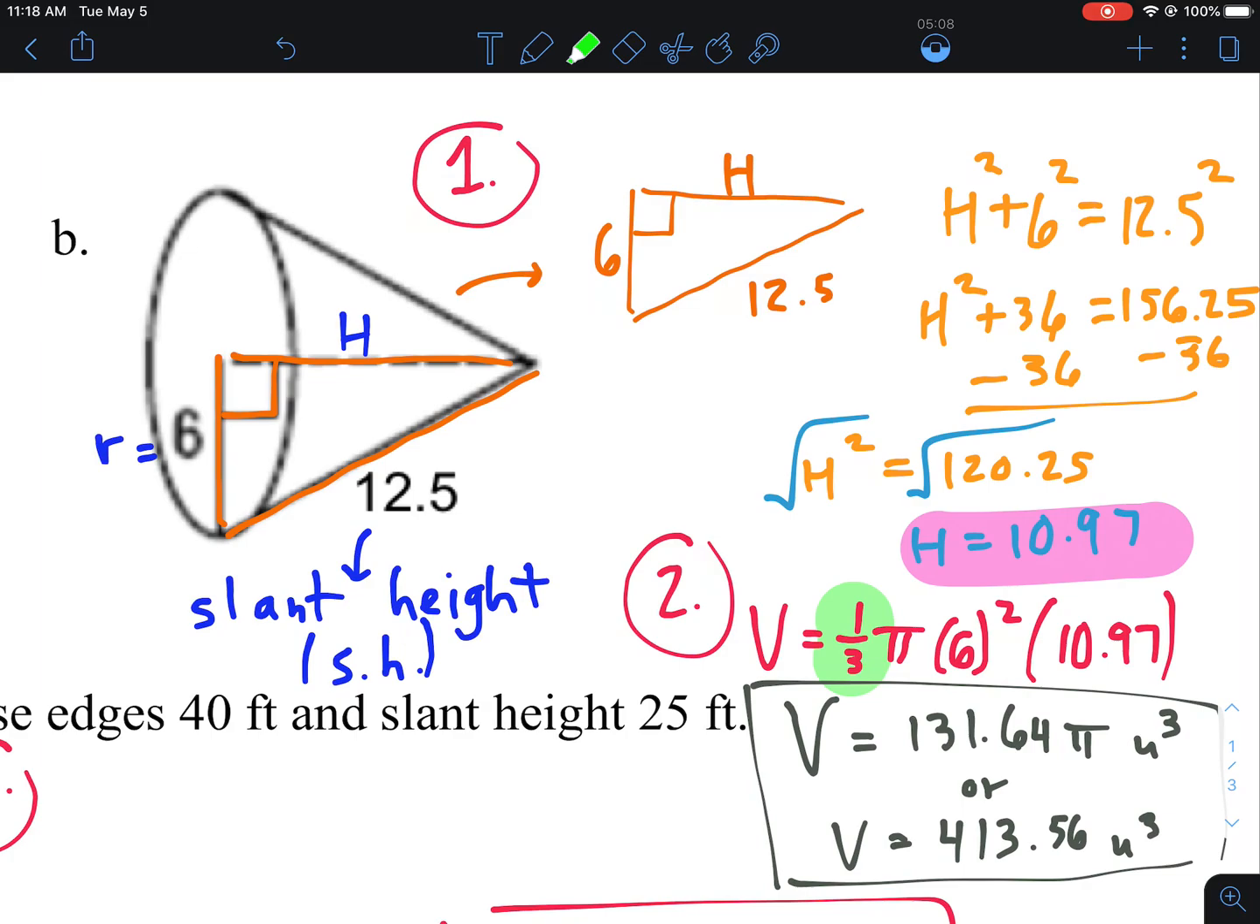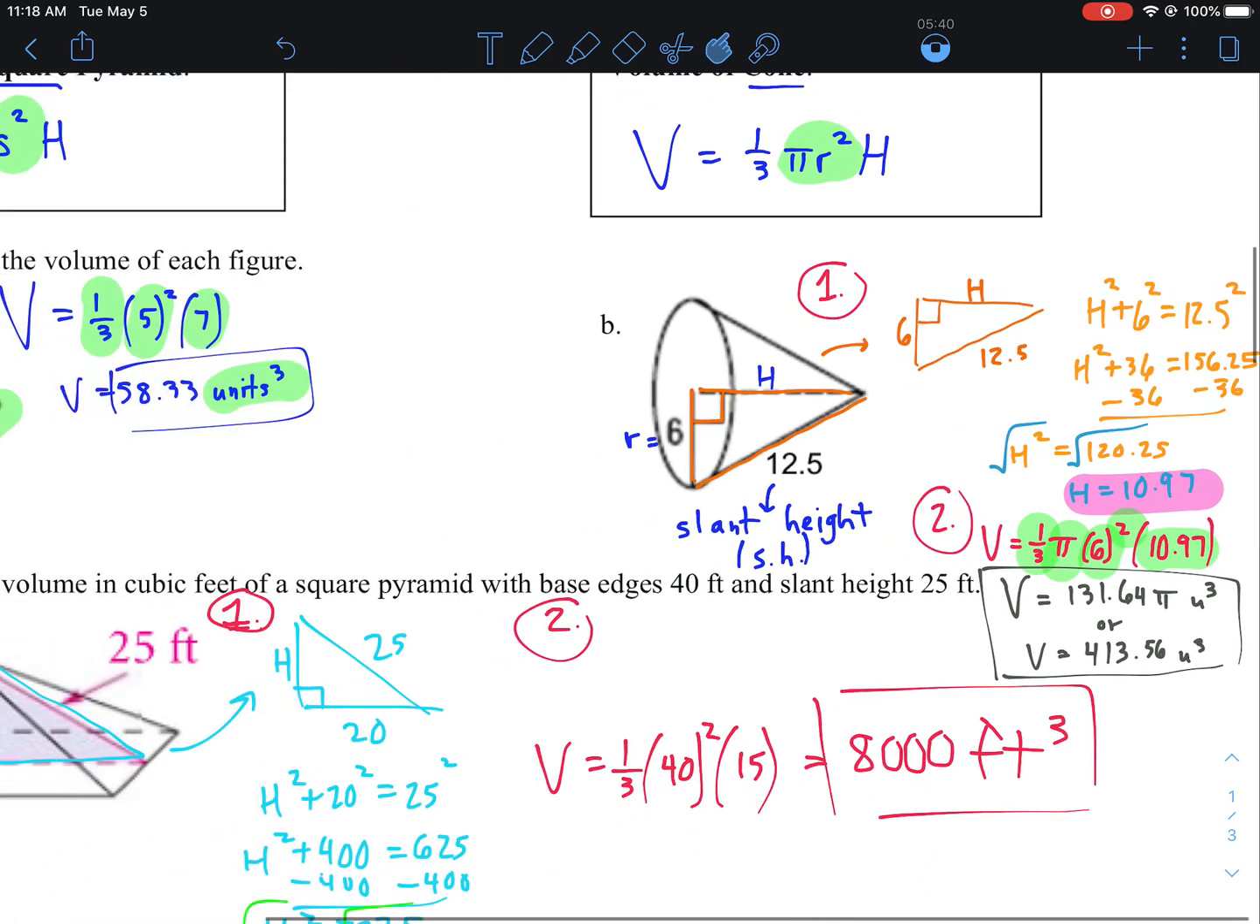I don't need the slant height anymore because for volume, you would just do 1/3 pi r squared times height. And you could either write your answer in terms of pi or as a decimal. Either one. And if you rounded a little early, like if you didn't write 10.97, you kept that answer throughout your calculator, or if you rounded early with 1/3, all these answers just have to be in the ballpark. As long as you show your work, you're going to be fine.